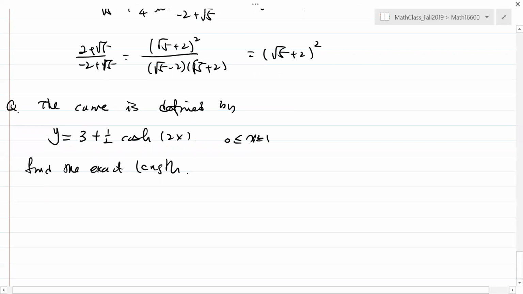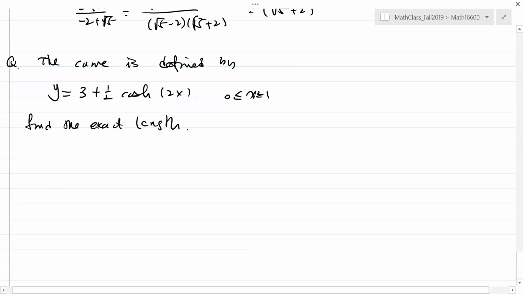You don't need to sketch the graph. Based on the information you're given here, y depends on x. So y is a function of x. Right? So the length is going to be the integral from 0 to 1 of the square root of 1 plus (dy/dx) squared dx. You write down this first, before you try to evaluate.